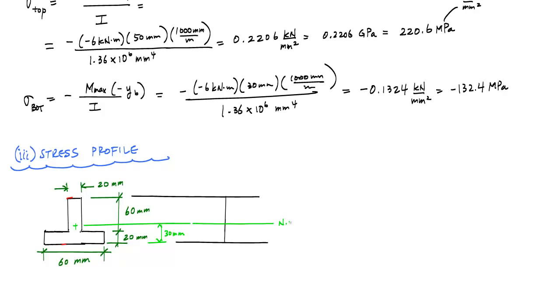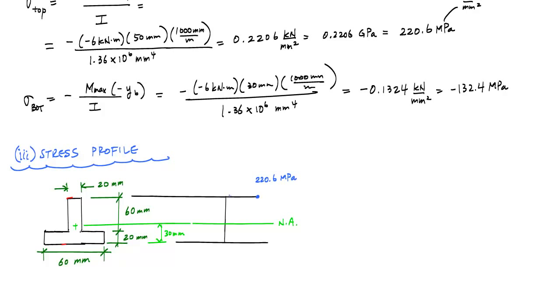This will be my neutral axis, and it's important to note where the neutral axis is, because that's the point of zero strain and therefore zero stress. The very top of my cross section experiences a tensile stress of 220.6 megapascals. So I'll draw that over here. That point is 220.6 MPa.